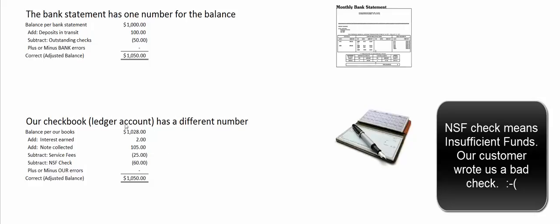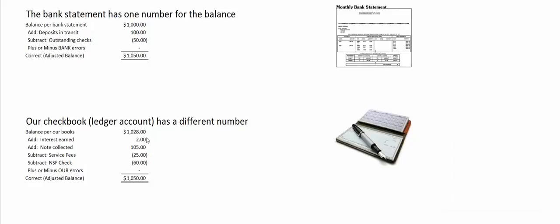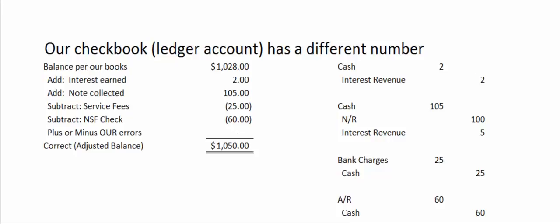So you take the $1,028 that we showed on our books, $2 worth of interest that we earned, the $105 worth of principal and interest that was deposited by our bank, subtract the $25 service charge, subtract the $60 bad check, and you end up with $1,050, which ties to that number up there. And the last step in the reconciliation process is to update our books. For all the good news, we're going to be debiting cash. For all the bad news, we're going to be crediting cash to reflect the fact that we had less cash than we thought.